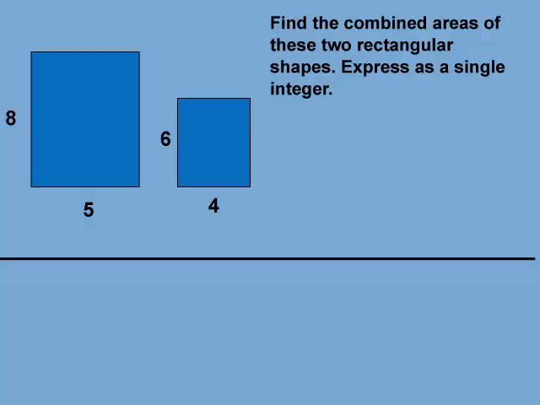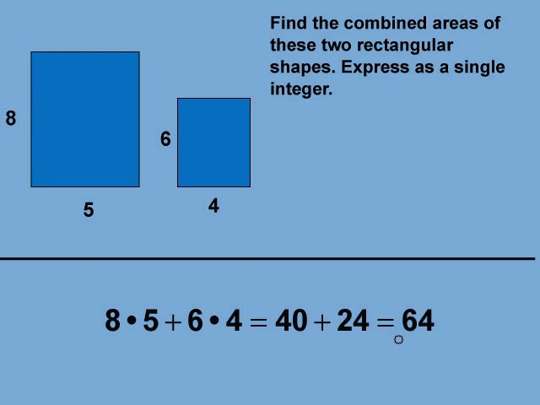Find the combined areas of these two rectangular shapes. Express as a single integer. To find the area of a rectangle, multiply the length and width. To find the combined areas of these two rectangles, simplify this expression: 8 times 5 plus 6 times 4. This simplifies to 40 plus 24, which is equal to 64.